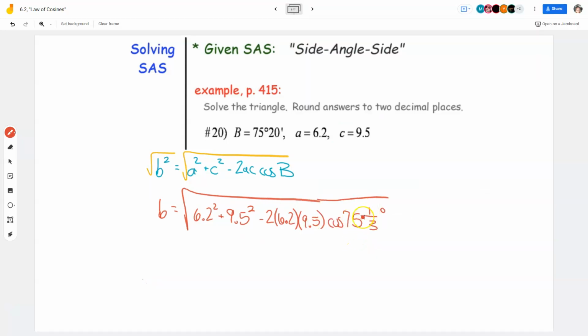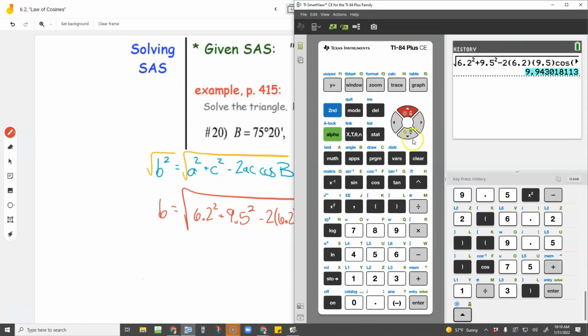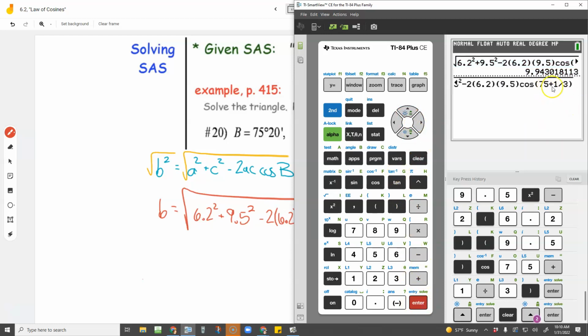I did the 75 plus 1/3 because that's how I get my mixed number, 75 and 1/3. So how did you write it in the calculator? How did you put the 1/3? I do this and then plus, but I'm being a bum. You can use your minute mark. Just use your degree mark and then your minute mark. That's what I got.